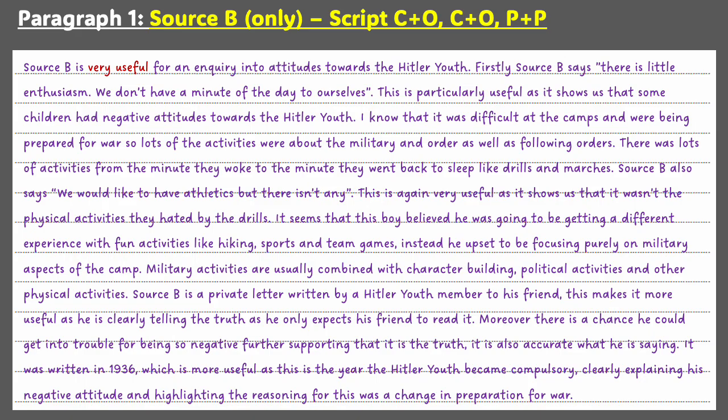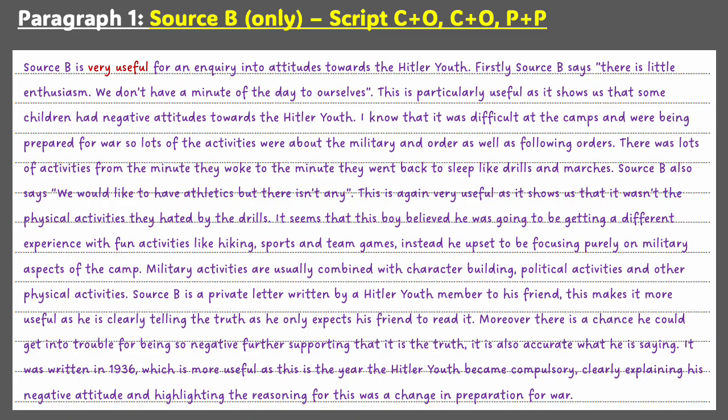That's me bringing in some more knowledge. Instead, he's upset to be focused purely on military aspects of the camp. Military activities are usually combined with character building, political activities, and other physical activities. So that's our CO done twice. Now we need to get our provenance at the end of the paragraph.